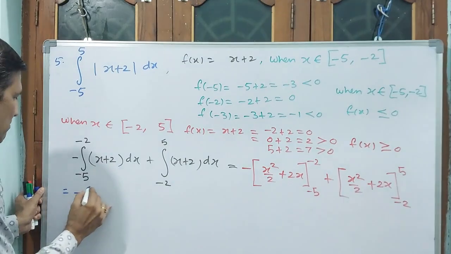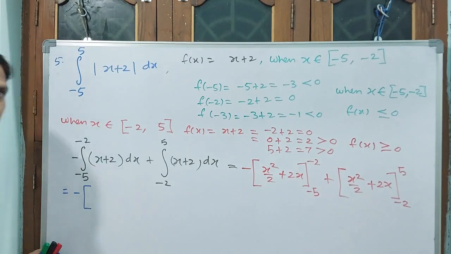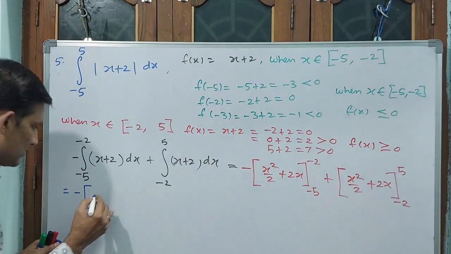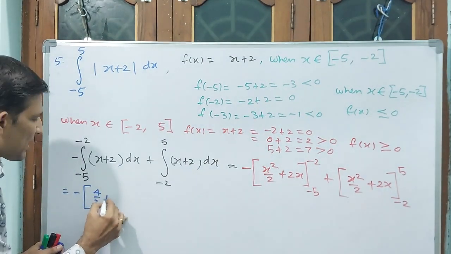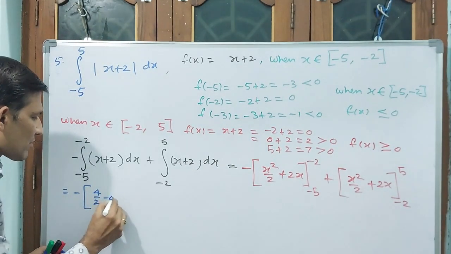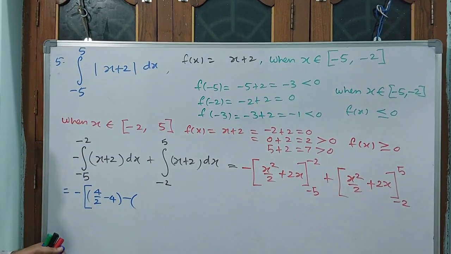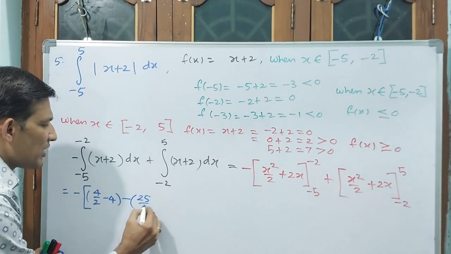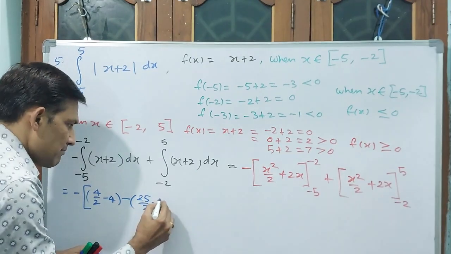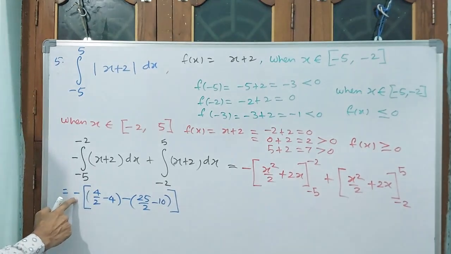That is equal to minus of minus 2 square by 2. See, directly I am writing. Minus 2 square means 4, 4 by 2. Let me write at least 4 by 2 plus 2 into minus 2, minus 4. Shall I write minus 4? This is upper limit minus lower limit. Minus 5 square, 25 by 2, plus 2 into minus 5, minus 10. Minus 10. Close. This is lower limit. Okay? This side is over, but outside minus is there.